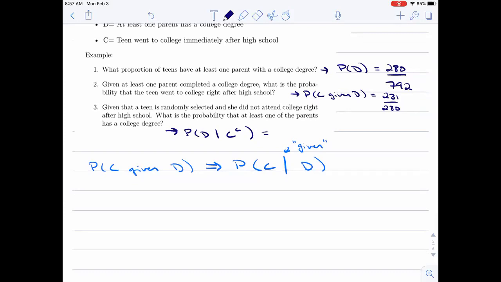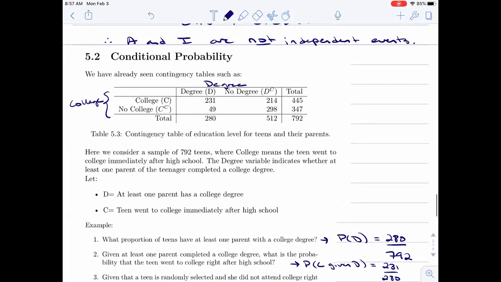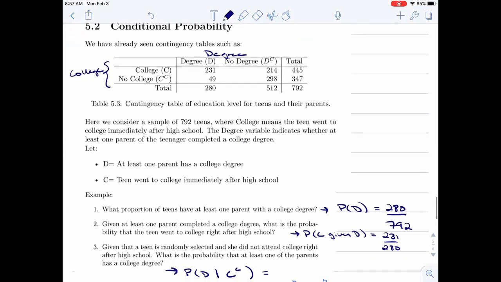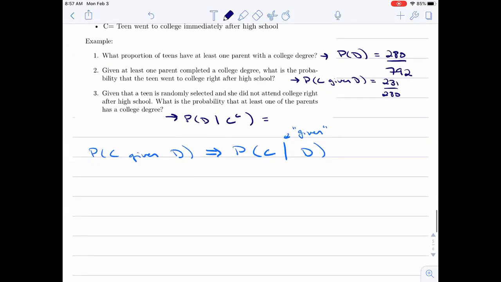Right, if we want to pull this probability now, remember the total is out of the 347 and the ones with degrees is 49 out of 347.